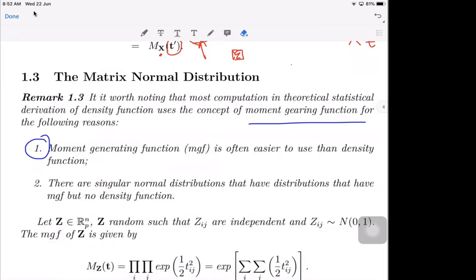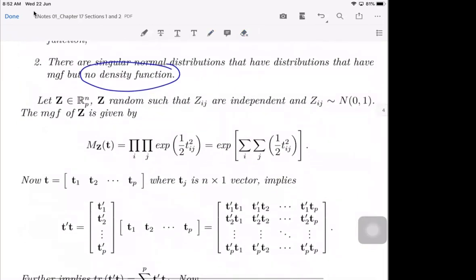So if there is a density function, then your sigma is non-negative. It's always non-negative, and some of them will have no density function. So that's why we work with the moment generating function. Okay.